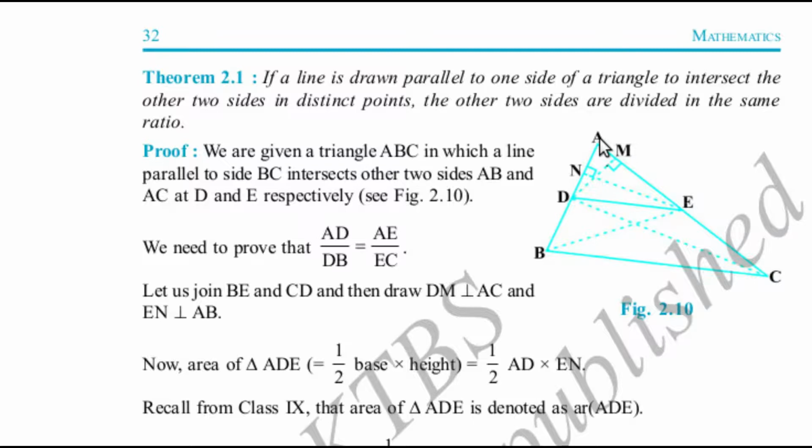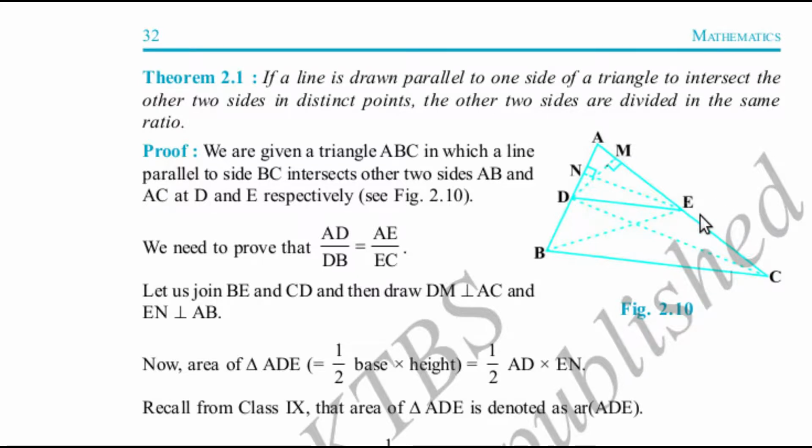Now let us understand and prove the theorem. Here we are given a triangle ABC in which a line parallel to side BC intersects the two sides AB and AC. In this case, the intersecting points are D and E. Notice that the side BC is parallel to the intersection line DE.